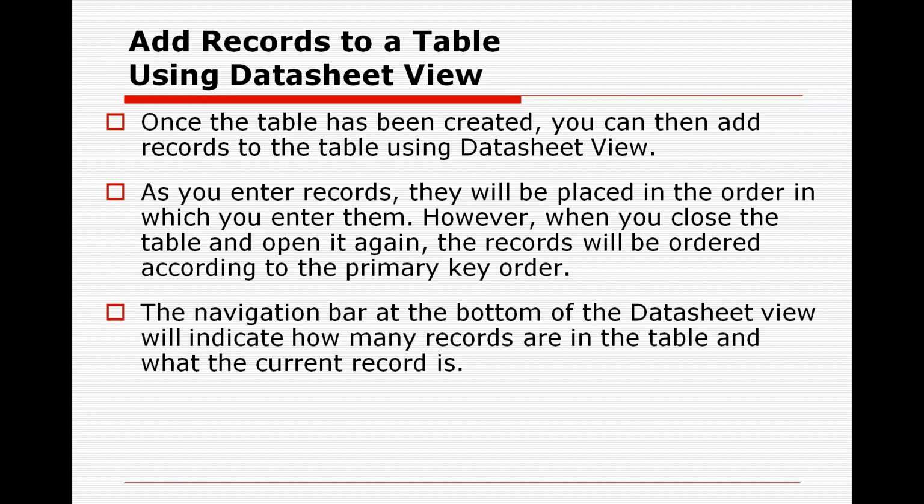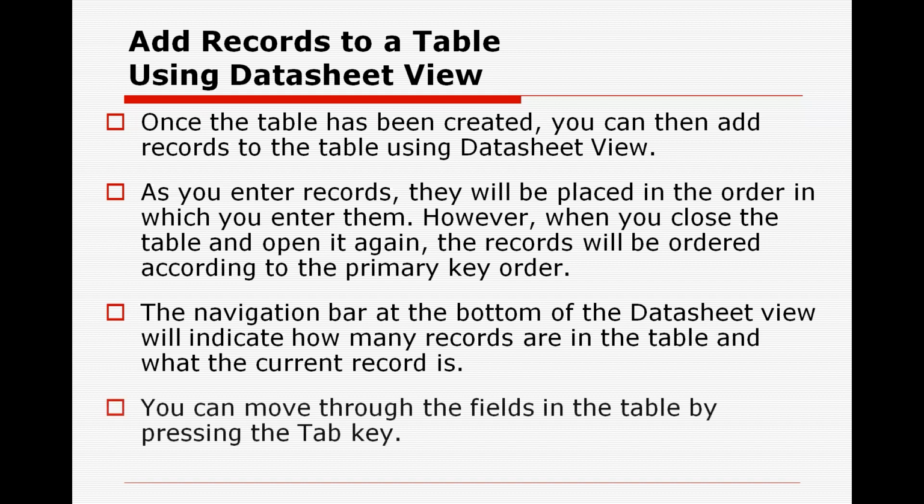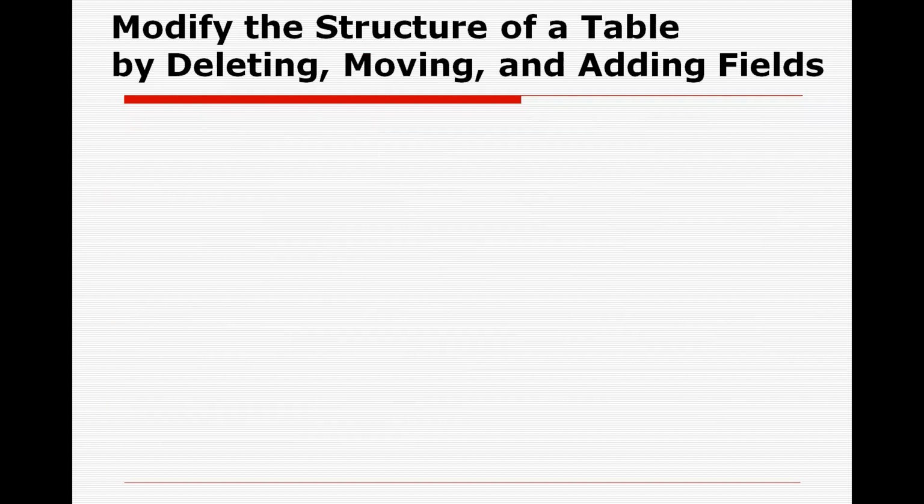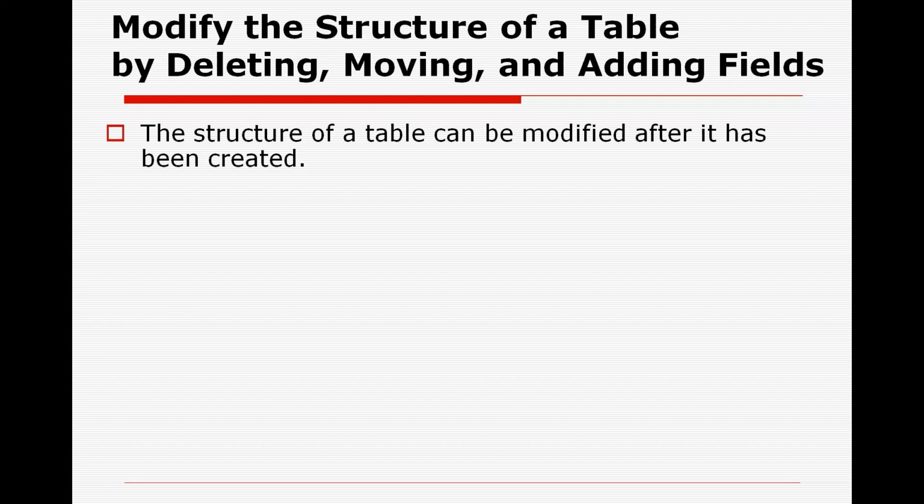This is about the navigation bar. I explained it to you. You can move through the fields in the table by pressing the tab key. Again, you can use the tab key, and also you can use the navigation bar, right? Modify the structure of a table. You can delete, you can move, and you can add fields, right? The structure of a table can be modified after it has been created, right?